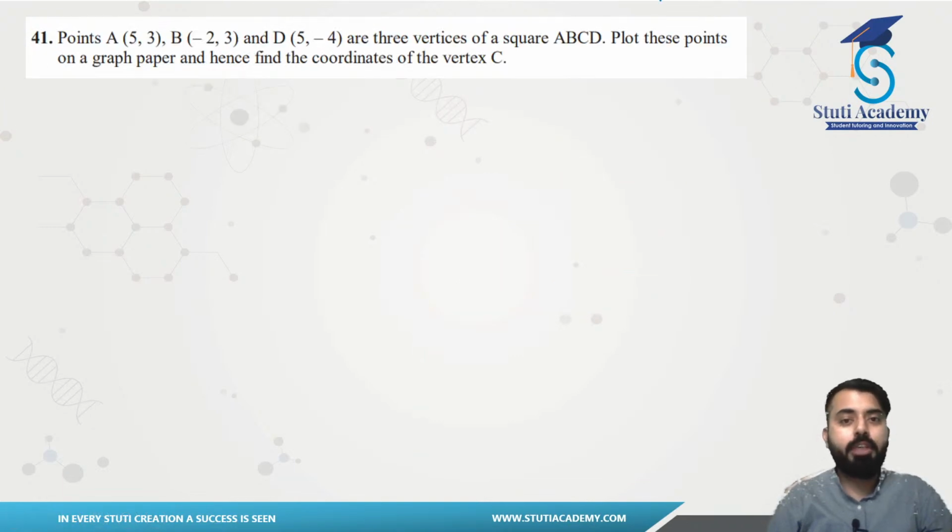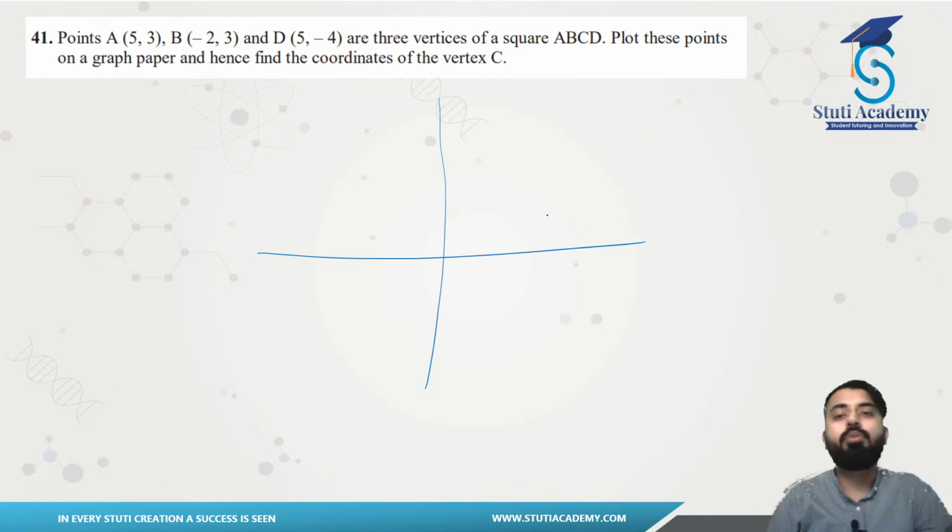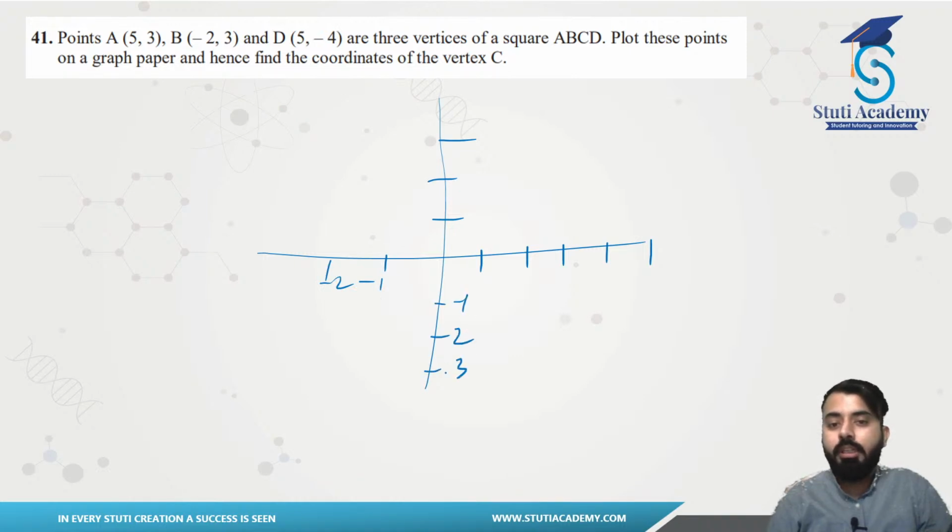Now in the last one, we have ABCD is a square, like the one we have done earlier. You can plot the graph, plot the points, and get the fourth vertex. This will be quite easy. See, 5 comma 3. So 1, 2, 3, 4, 5, 1, 2, 3, and we have -2 and -1, and -4 also, -1, -2, -3, and -4. Just plot them. First is 5 comma 3. 5 is here, 3 is here. That will be the point right here.